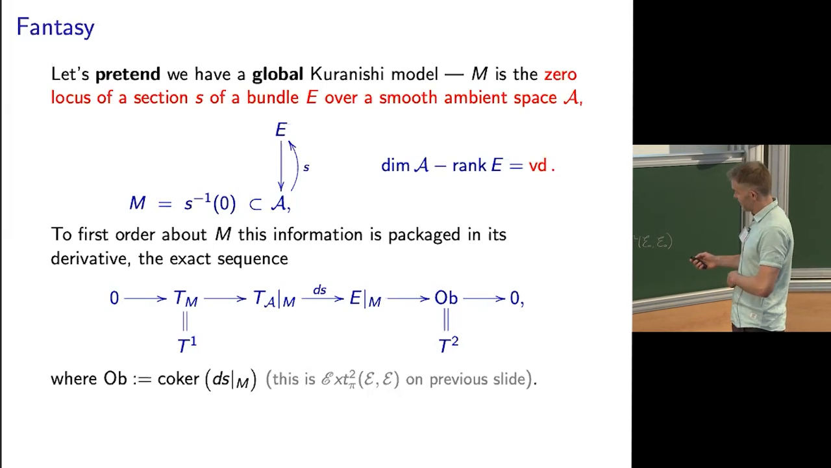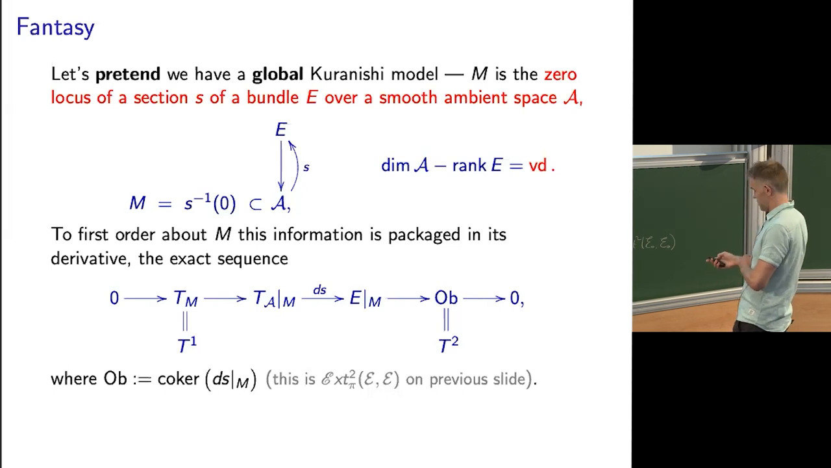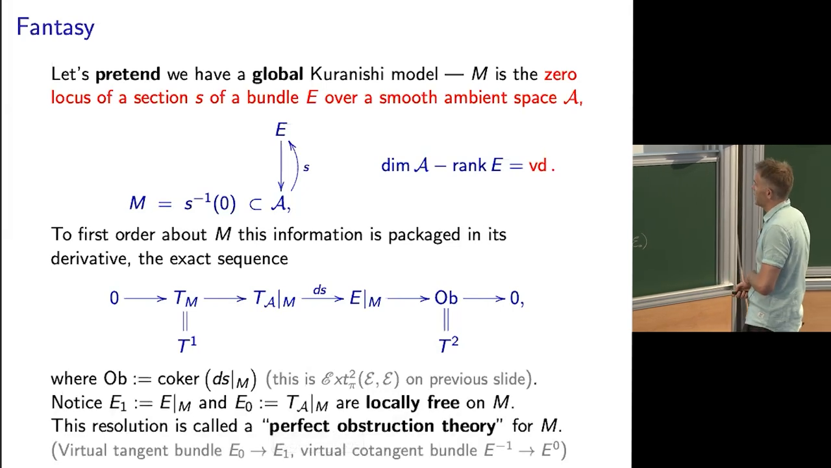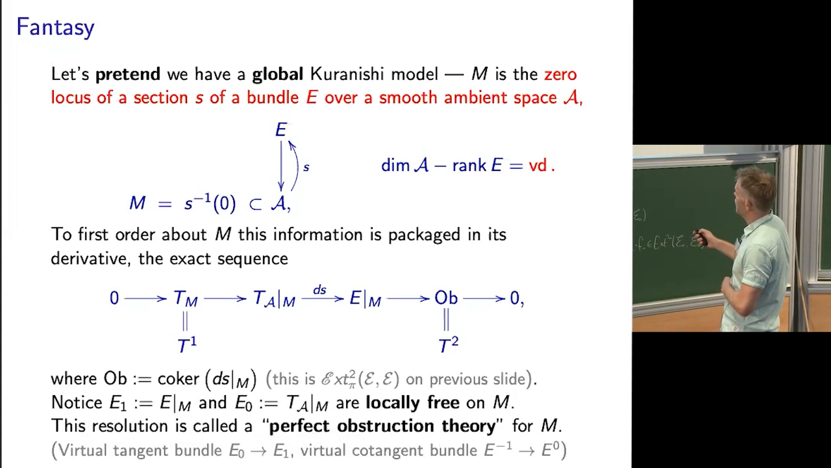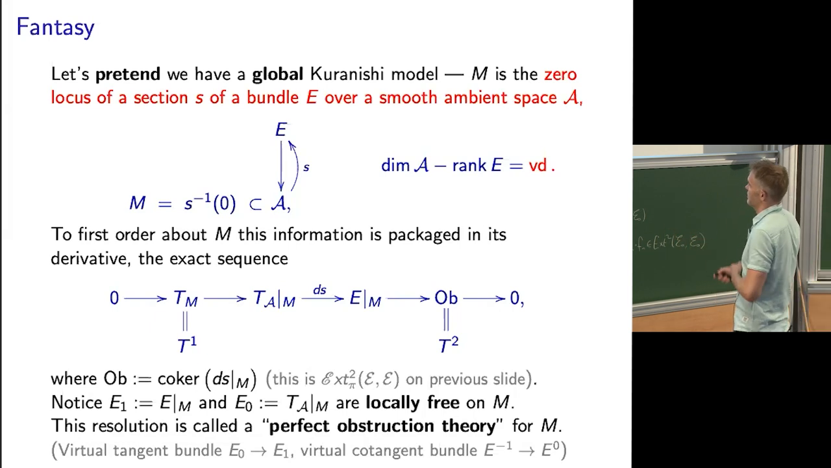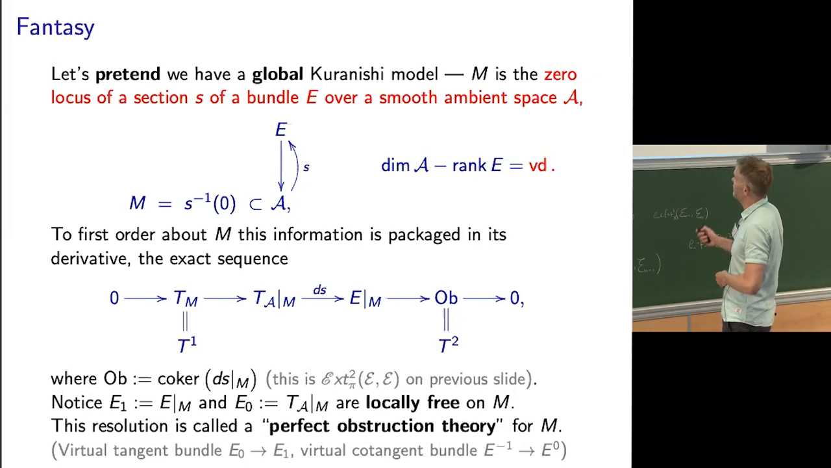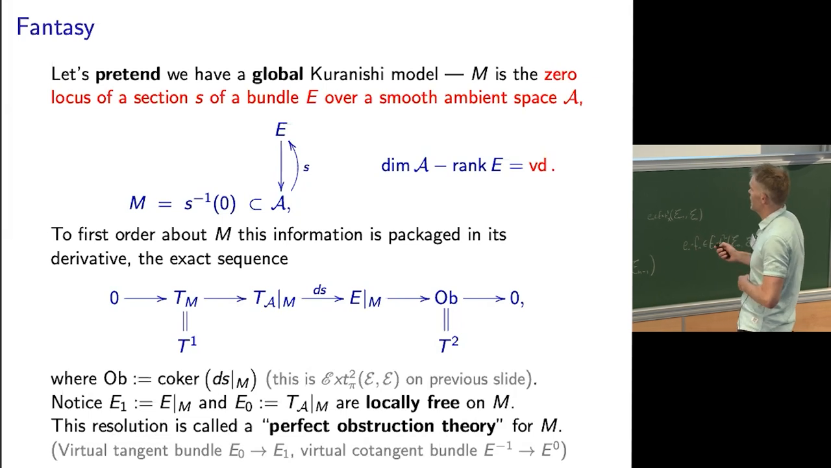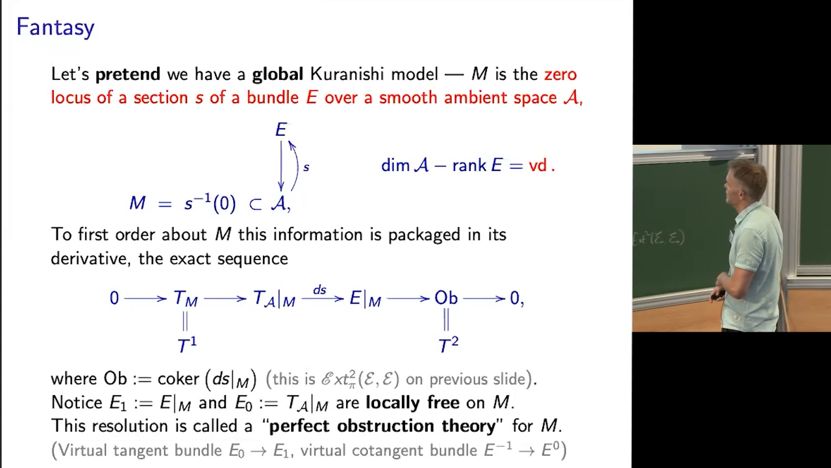Okay, so it turns out this is the thing that will globalize, this sequence. This fantasy is just that, it doesn't really exist, but this sequence will exist. And it's called a perfect obstruction theory. And there's two things to notice about it. I'm going to call the two terms in the middle E0 and E1, and they're locally free. That's the remnants, all we can sort of remember of the fact that A is smooth. So that's why E0 is locally free. And E is a vector bundle, and that's why E1 is locally free.